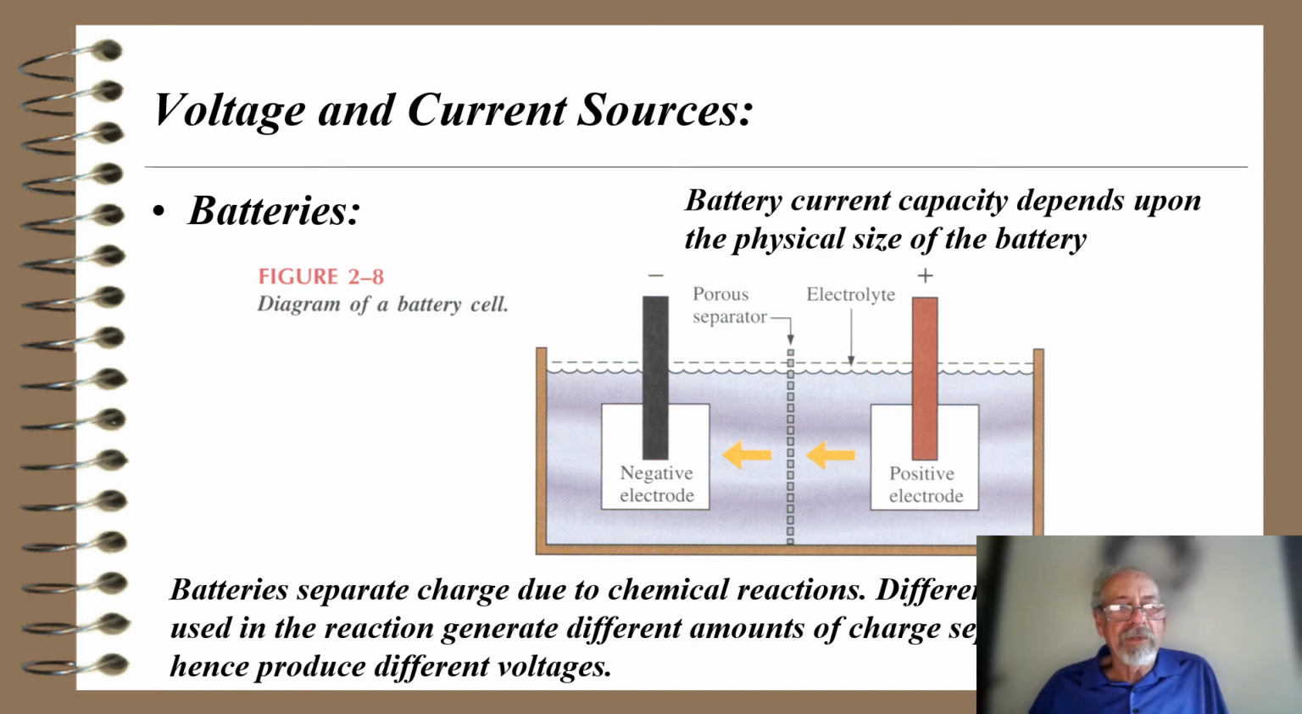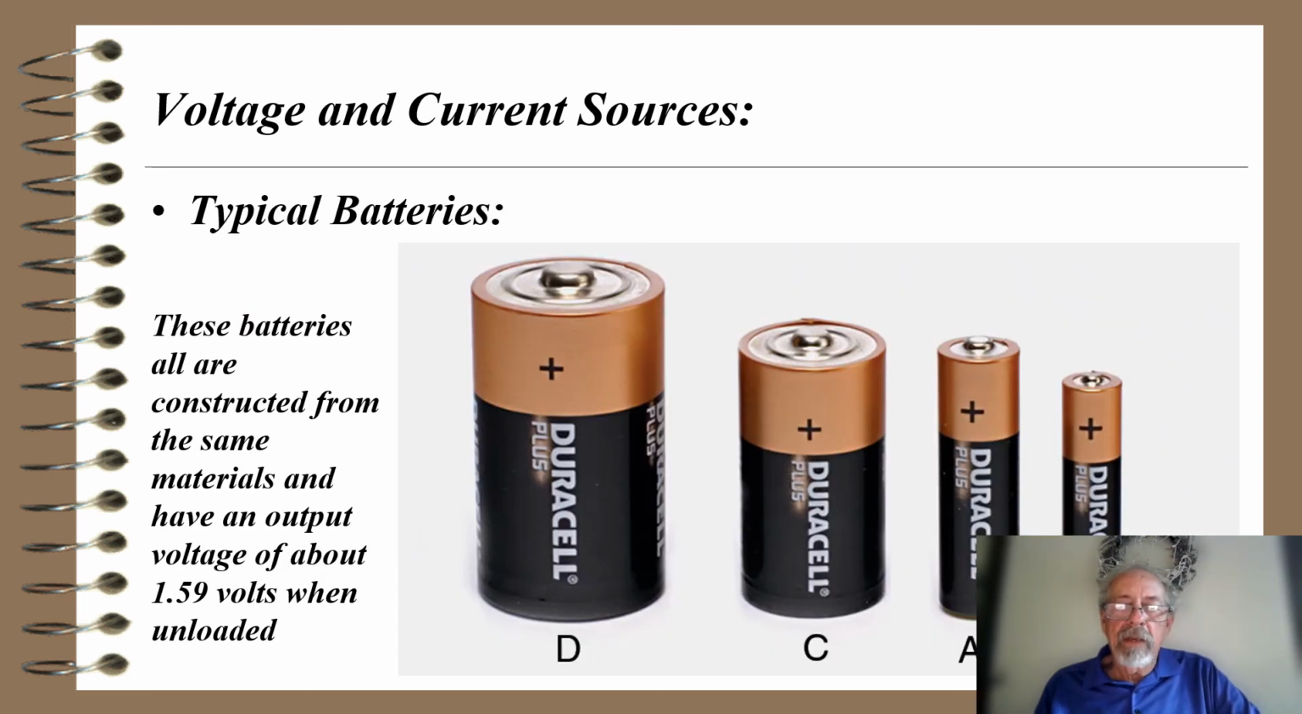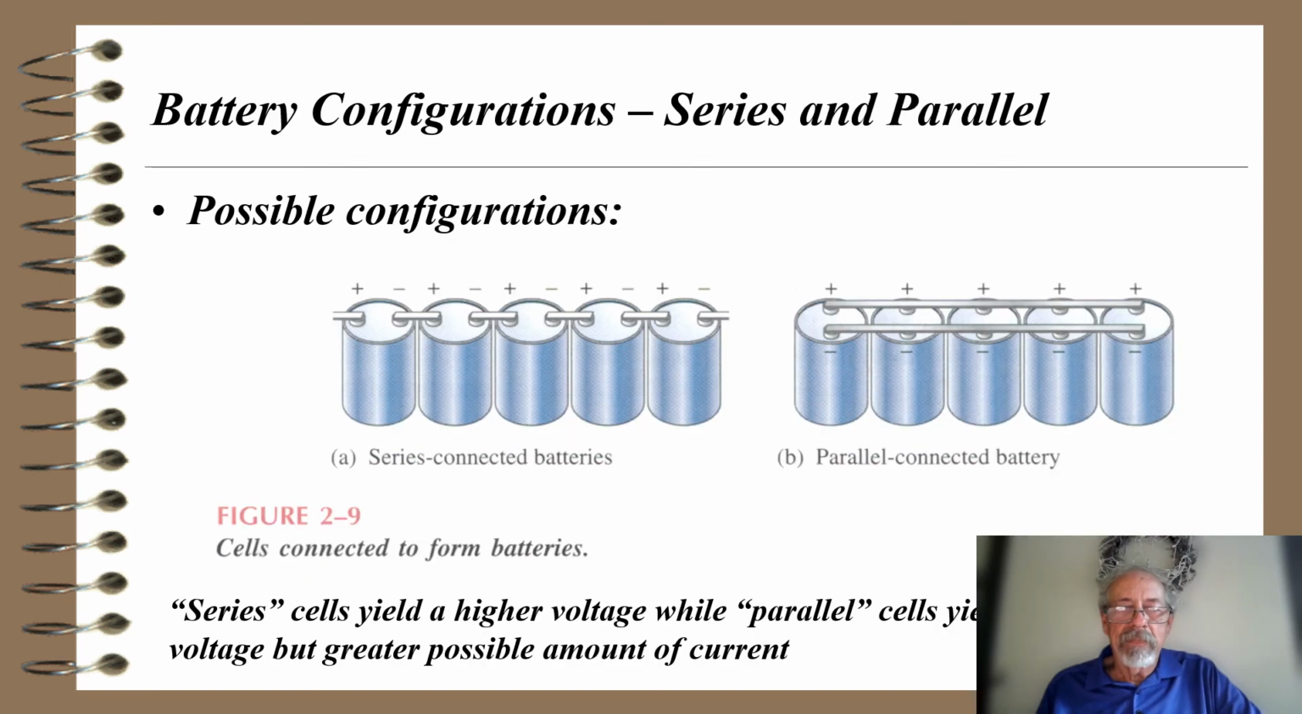But nevertheless, how do batteries produce voltage? They separate charge due to chemical reactions. Different materials used in the reaction generate different amounts of charge separation and hence produce different voltages. So this is a simple battery. Now we see batteries here, and I guess there is no just A battery. The D cell, C cell, the AA and AAA, these batteries are all constructed of the same materials and have output voltage about 1.59 volts when unloaded. Sometimes you measure it to be like 1.64. All depends if they're brand new or not.